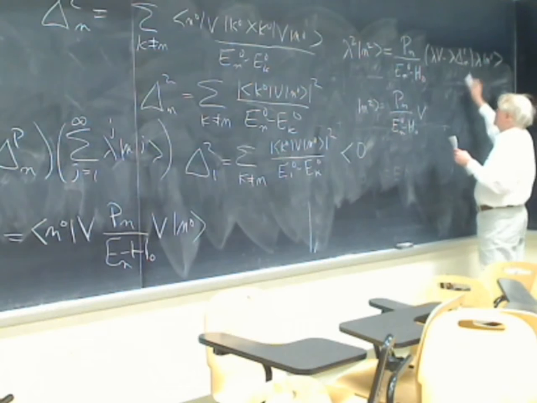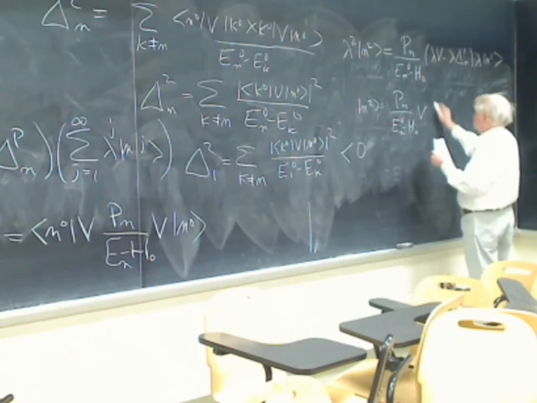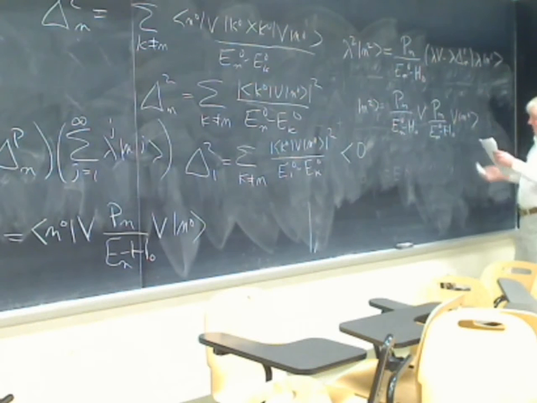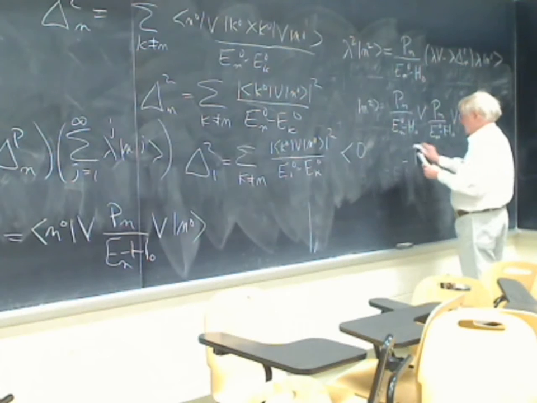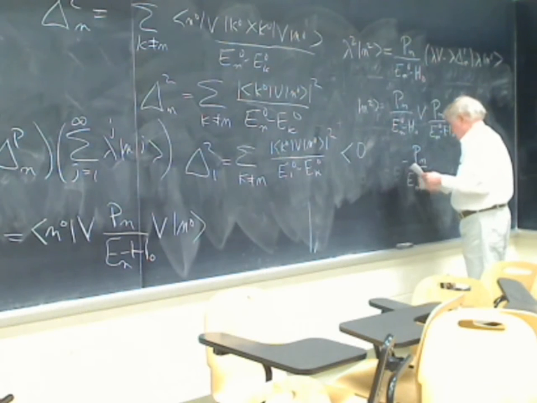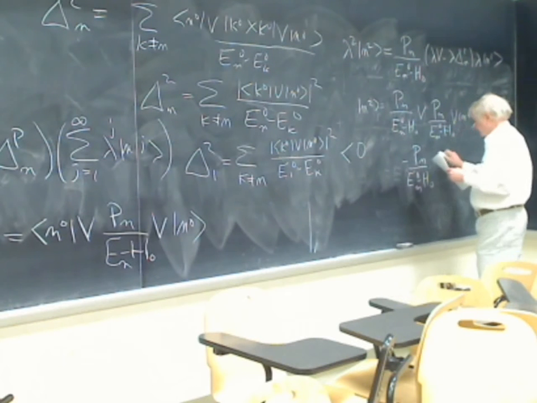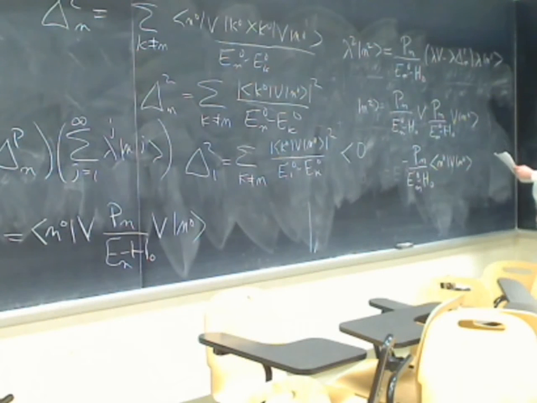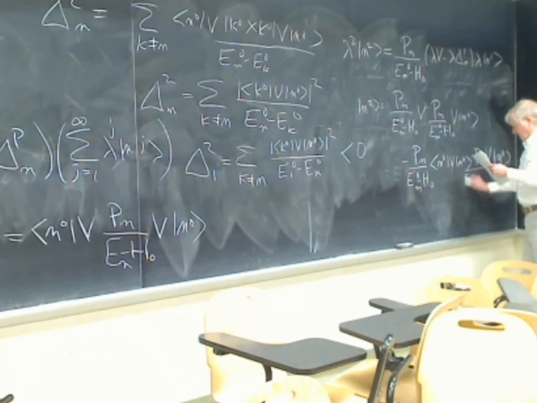Okay, I'm going to separate these two terms. Now N1 gives us a P sub N over EN0 minus H0 V N0. So that's the first term. And then this one gives us a minus P sub N over EN0 minus H0, N0 D N0, P sub N D N0, and then over, let me move this to the left here, EN0 minus H0.